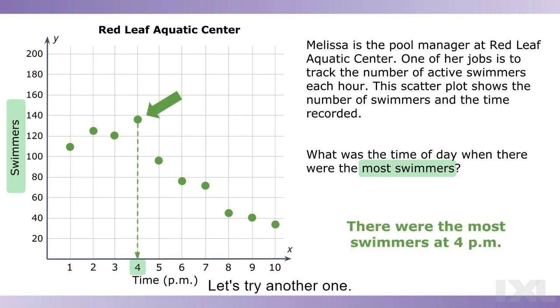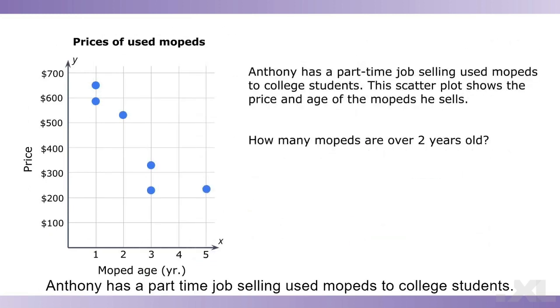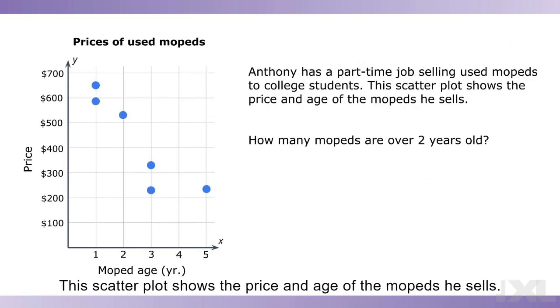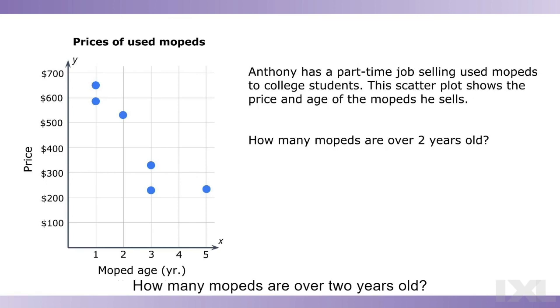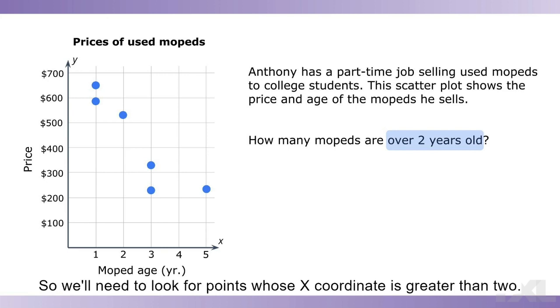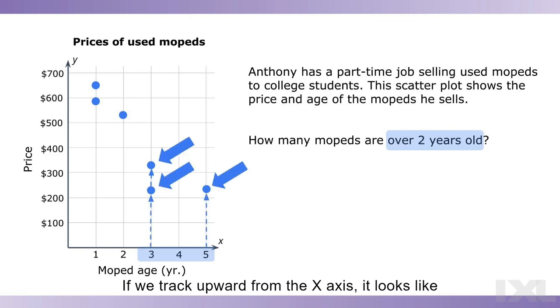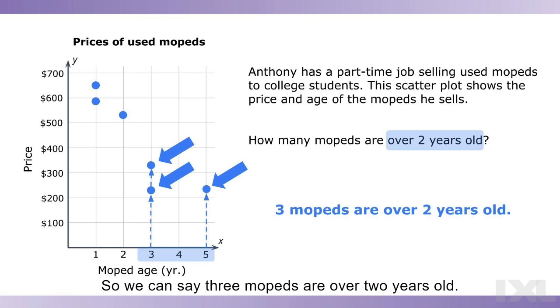Good start. Let's try another one. Anthony has a part-time job selling used mopeds to college students. This scatter plot shows the price and age of the mopeds he sells. How many mopeds are over 2 years old? So we'll need to look for points whose x-coordinate is greater than 2. If we track upward from the x-axis, it looks like these 3 points are the only points we need. So we can say 3 mopeds are over 2 years old.